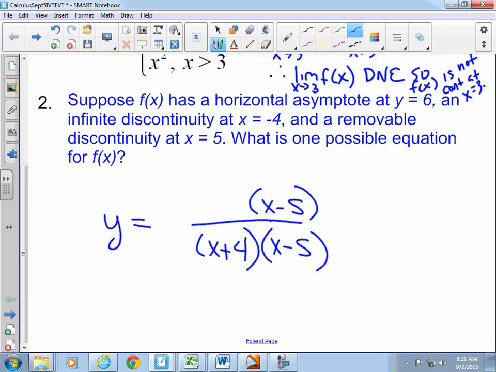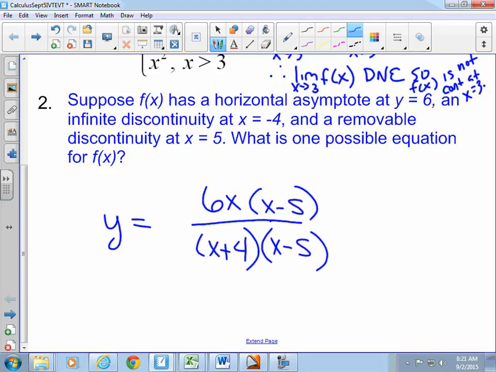Now, how do I make a horizontal asymptote be 6? What is the only way I can have a horizontal asymptote that's a number, not 0? The powers have to be the same. So what is the power on bottom just because of my vertical asymptote and my hole? Squared. So I need another x on top to make that happen. Probably the easiest way is to throw that up there.